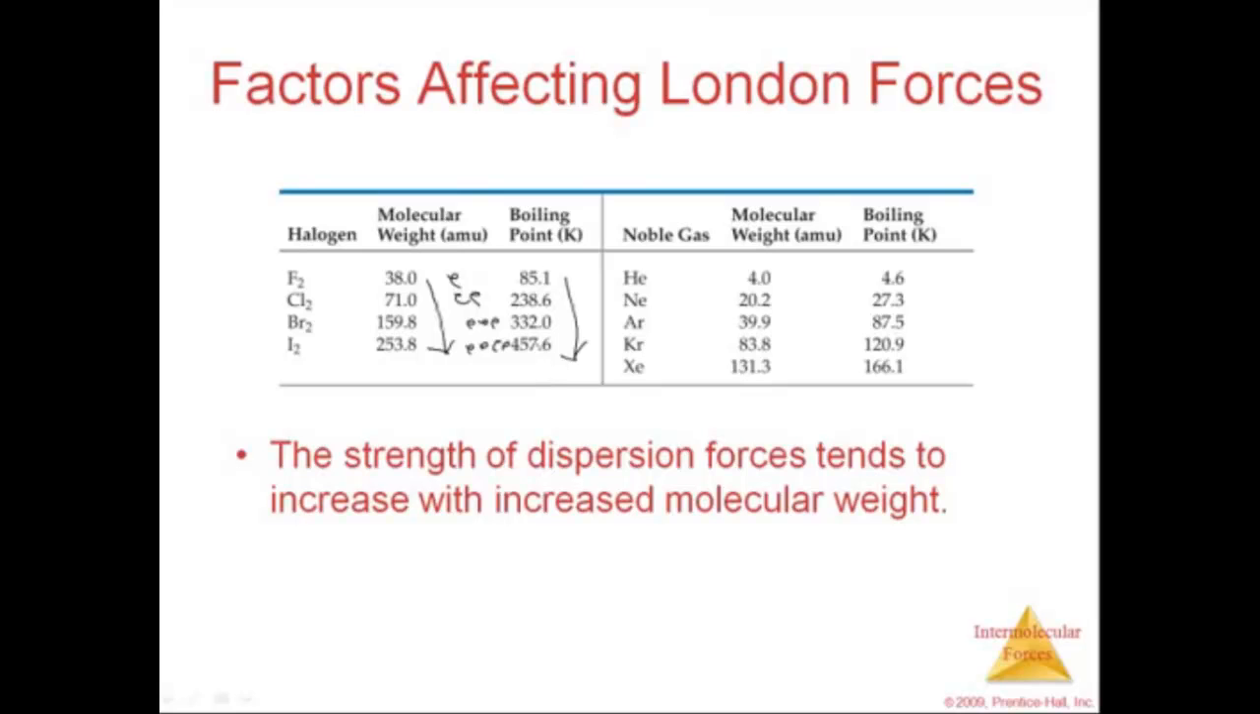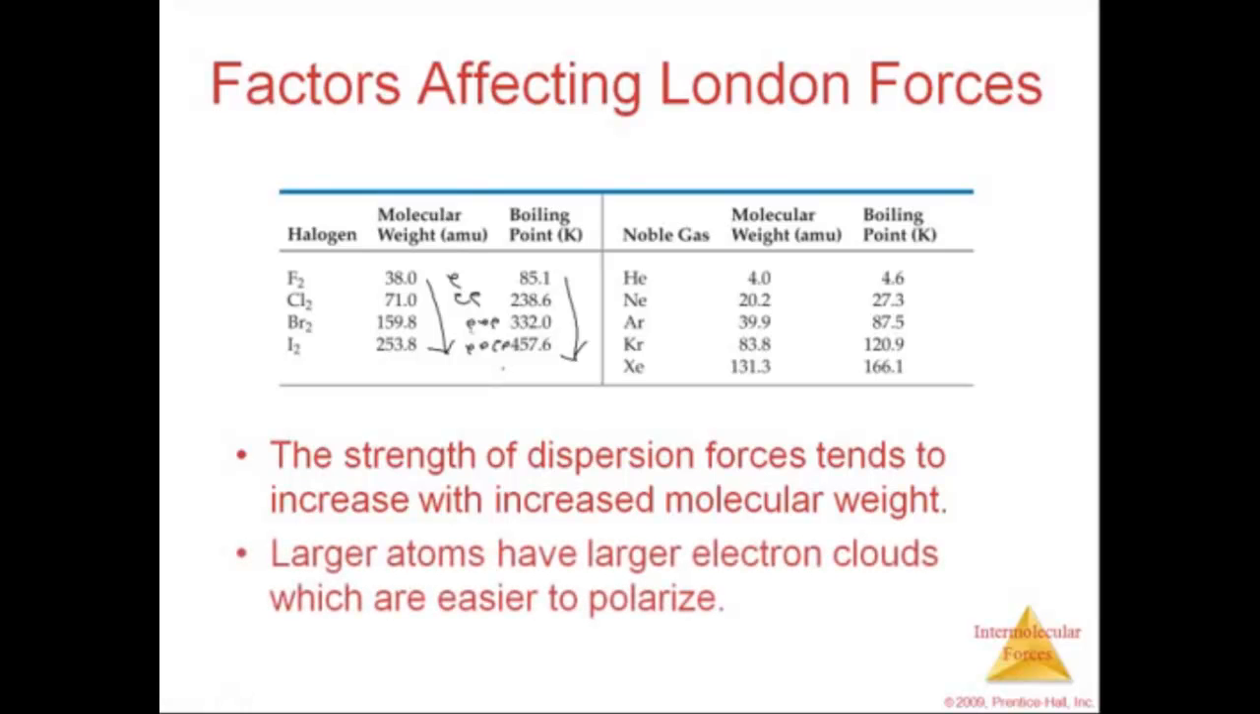So on the AP exam, if there's a question about what causes a higher boiling point, you can't say iodine has a higher boiling point than chlorine because it's got a higher molecular weight. You have to say it's because it has more electrons. Okay, so it's all about larger electron clouds, which are easier to polarize.